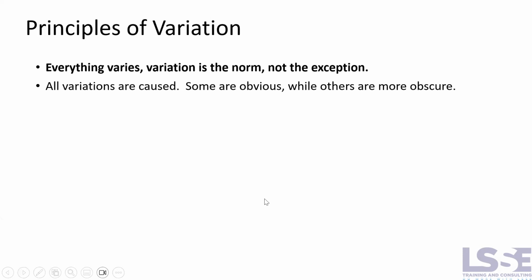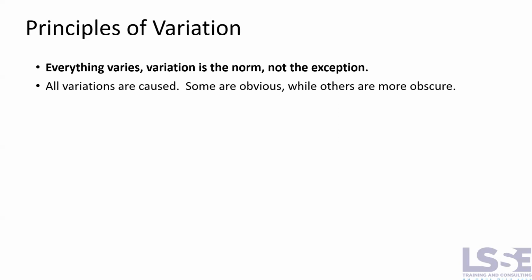And then all variations are actually costs. Some are obvious, while others are more obscure. Okay. So in the example we recently looked at, the 11.3, it was obvious when we investigated. It was because the caller was a Spanish speaking person and had a hard time speaking in English, so it took you longer because you had to translate.